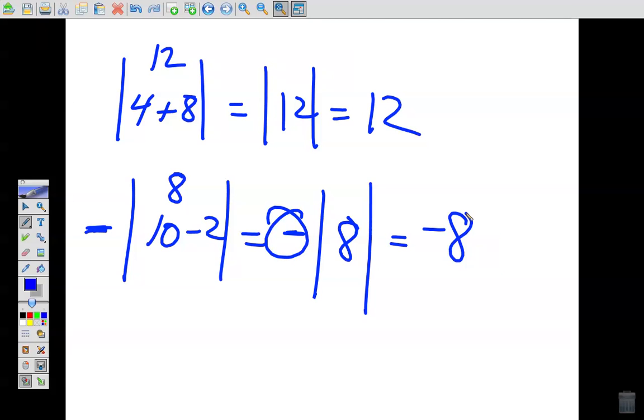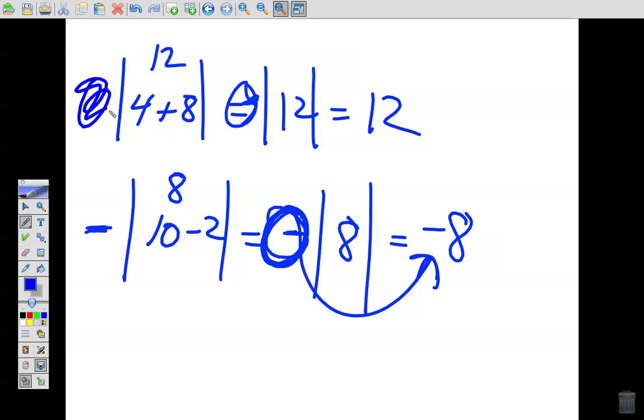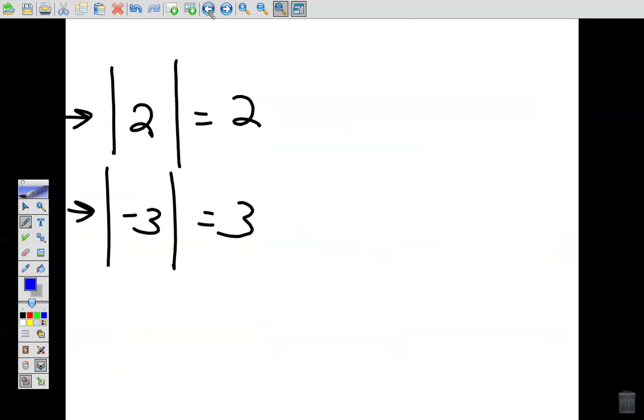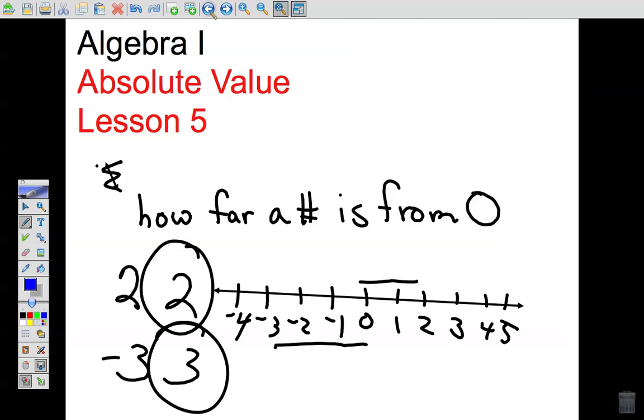So I think a safe rule would be this. If you have that opposite symbol outside the absolute value symbols, you're going to end up with a negative answer. If you don't have an opposite symbol out in front, as I did not here, you're going to get a positive answer. All right, that's the topic for this lesson, absolute value.